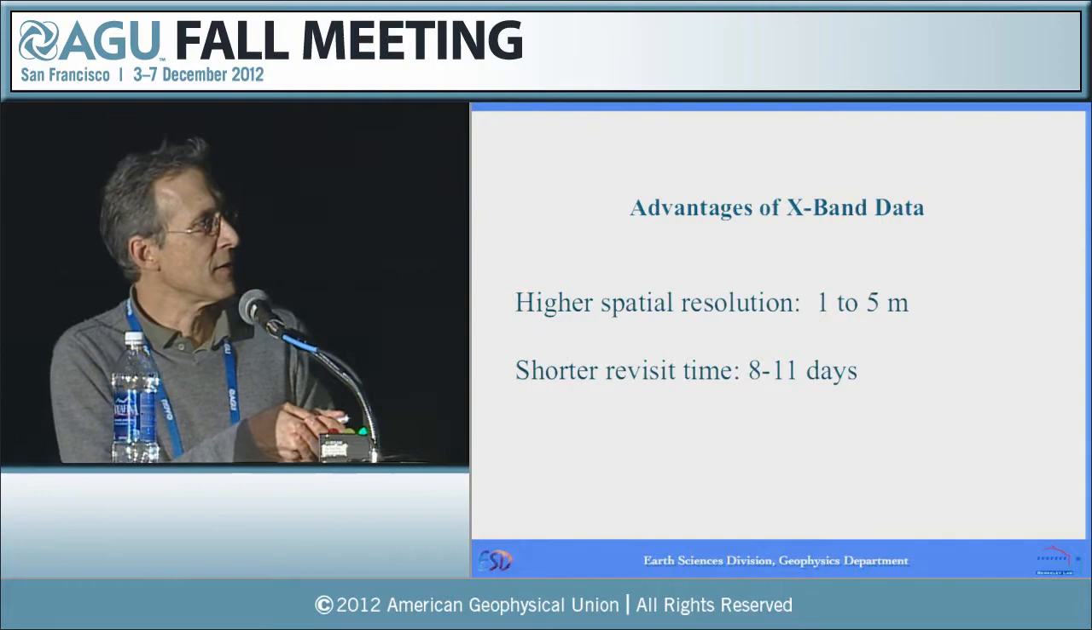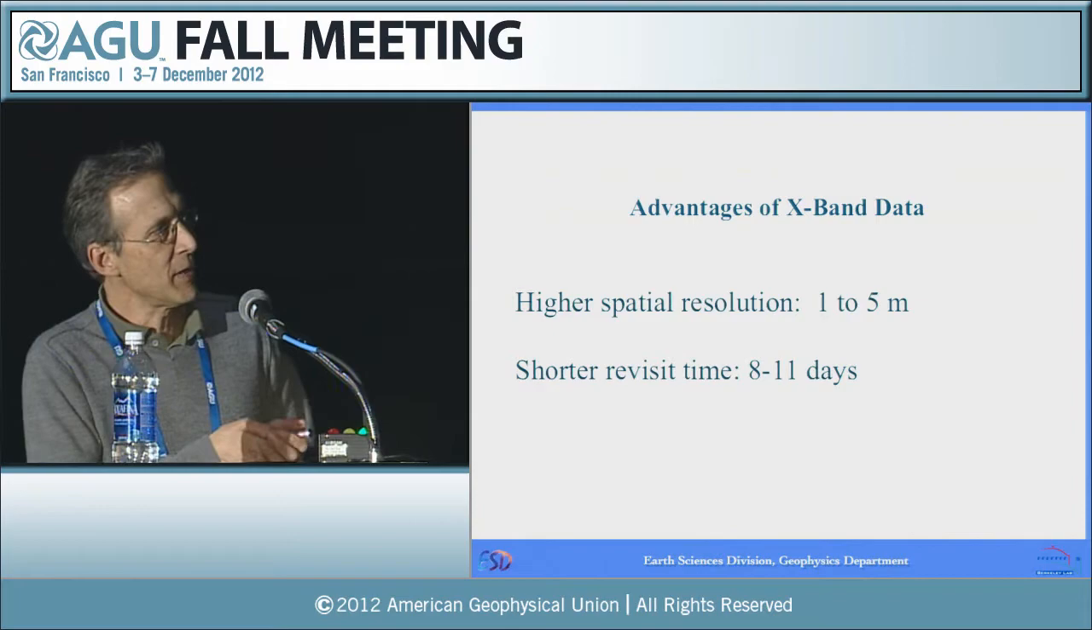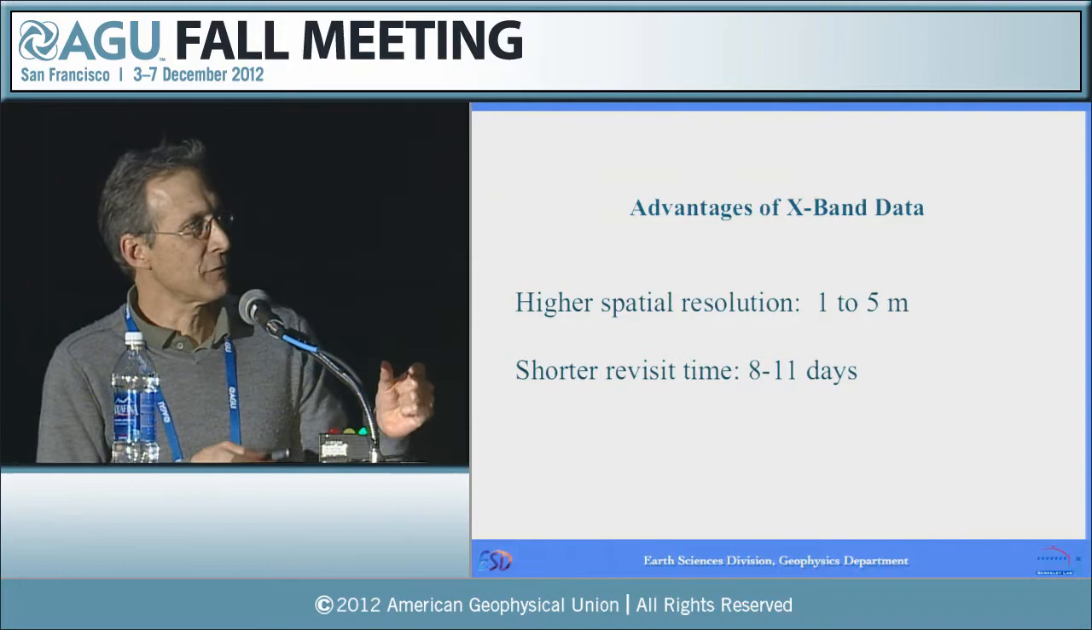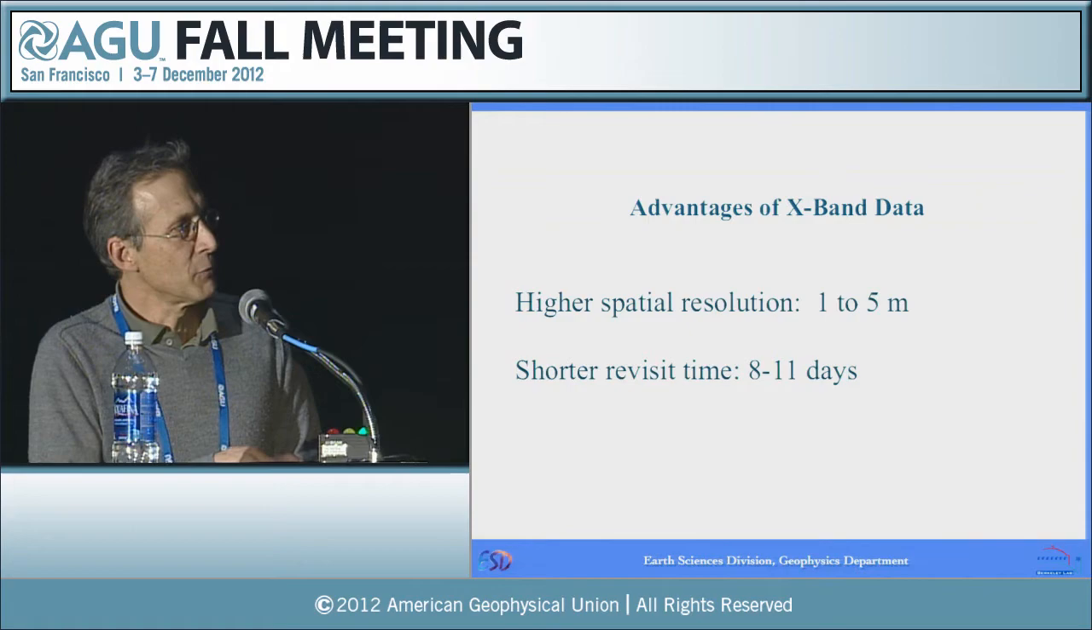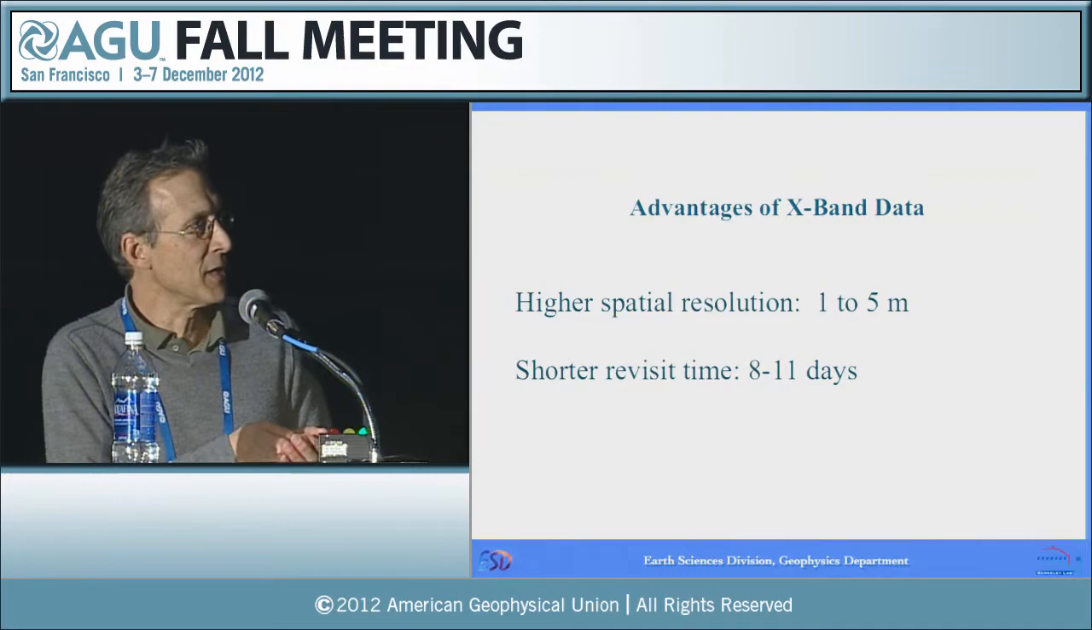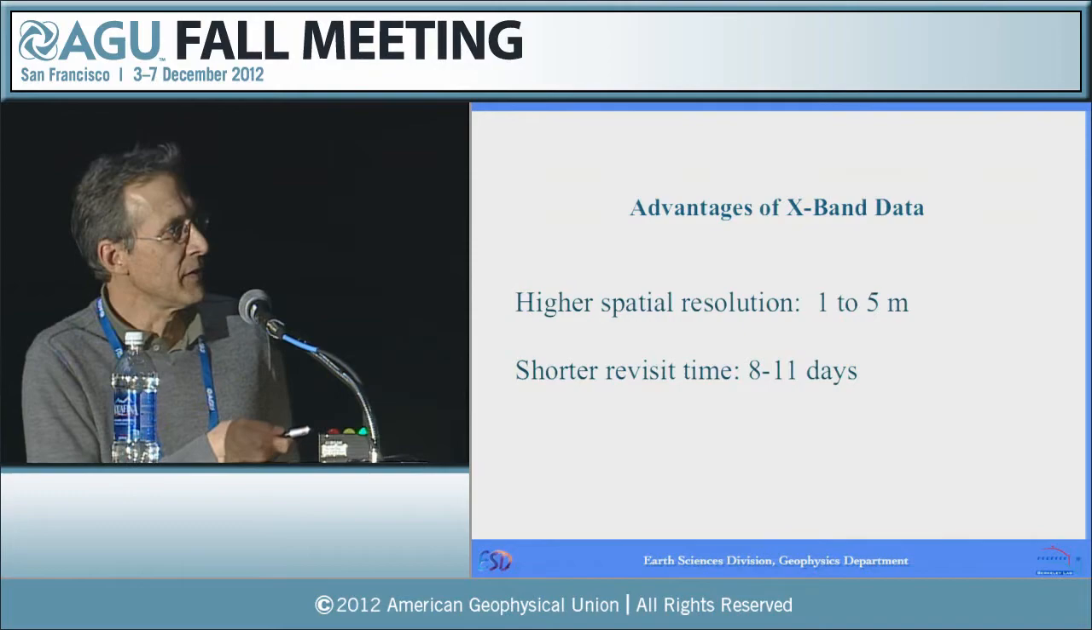And the advantage of X-band data is a higher spatial resolution. So the C-band data, if you had a pixel on the surface of the Earth, so you're sampling a region of the surface of the Earth, it's tens of meters by tens of meters. So the spatial resolution for the X-band is of the order of 1 to 5 meters. Furthermore, rather than a monthly revisit time, or about 35-day revisit time for the C-band data, we have almost a weekly revisit time for the X-band. So we have a higher temporal sampling and a higher spatial sampling.